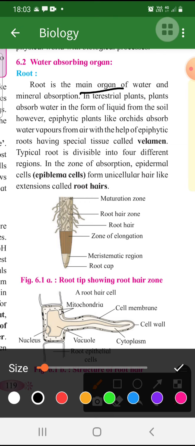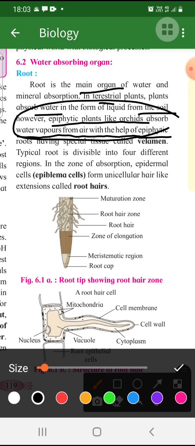First, root क्या है? Main organ for water and mineral absorption. और जो पौधे हैं, टेरेस्ट्रियल पौधे, उनके रूट अब्जॉर्ब करते हैं पानी के फॉर्म में सॉइल से, राइट. लेकिन स्पेशल पौधे हैं जो कि ऑर्चिड है, जिनके रूट्स कैसे होते हैं? एपीफाइटिक रूट्स होते हैं. और वो क्या करते हैं? वाटर वेपर को एयर में से अब्जॉर्ब करते हैं. सो इट्स वेरी इंपॉर्टेंट. बहुत बारी आता है. इट्स नीट पॉइंट ऑफ व्यू ऑल्सो. दिस क्वेश्चंस आर वेरी कॉमन.